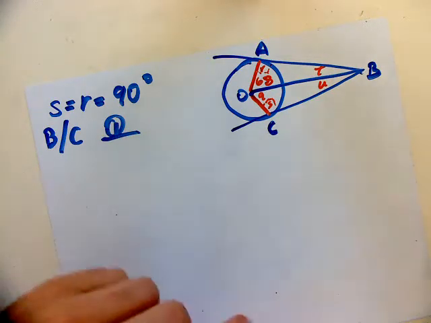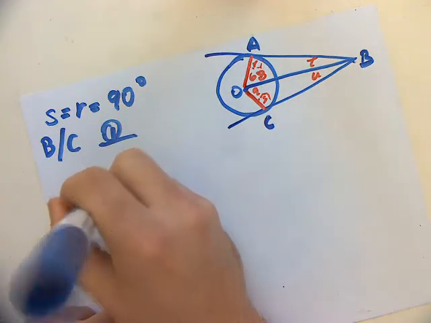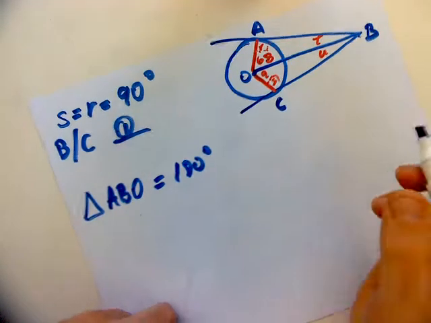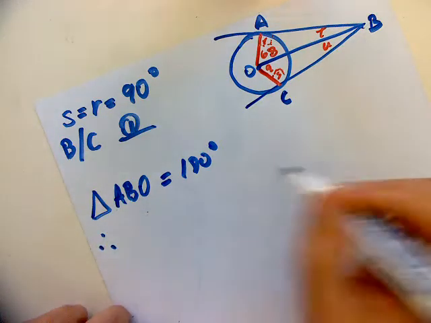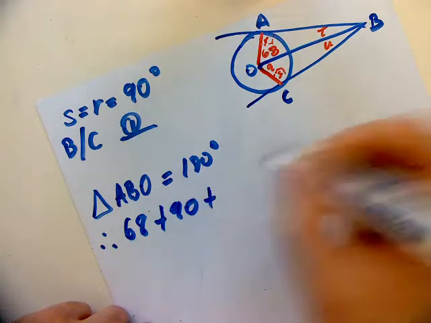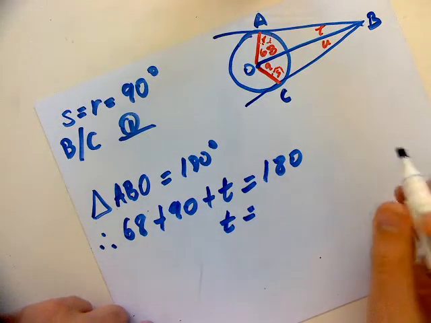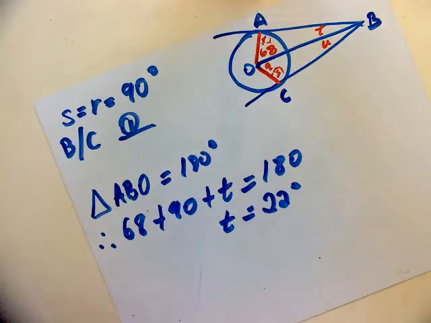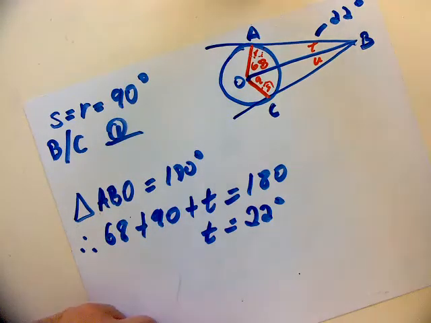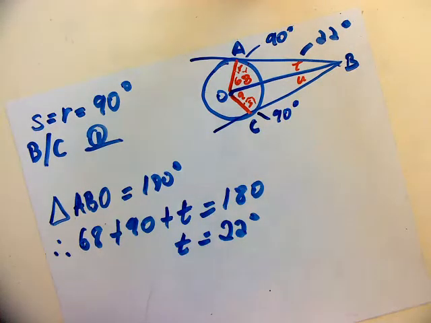Now, we know we have two values in the triangle, 68 and 90. So we know that the triangle ABO has to equal 180 degrees. We know that about triangles. So therefore, to get to 180, it's going to be 68 plus the 90 that we found out, plus whatever T is, has to equal 180. So that means our value for T is going to be 22 degrees. We found that T is going to equal 22 degrees. We know that R is going to be 90 degrees. We know that S is going to be 90 degrees.